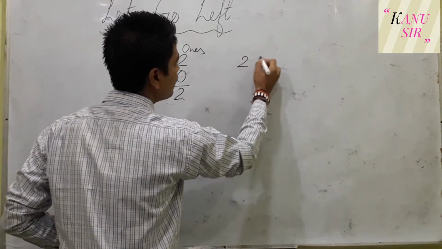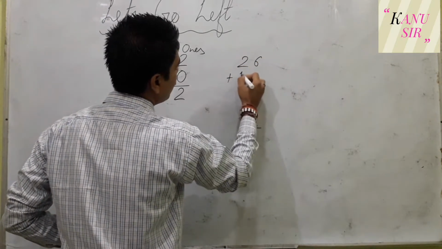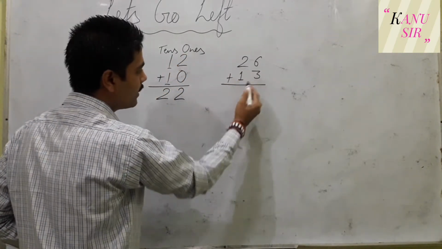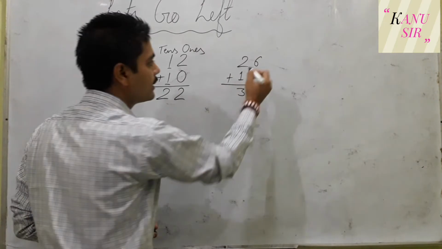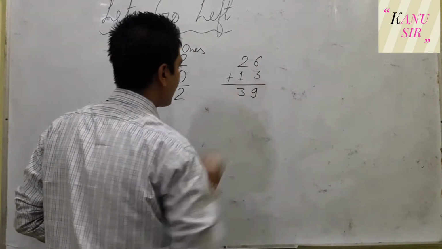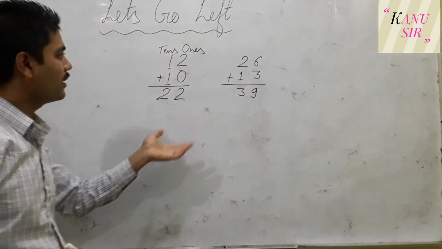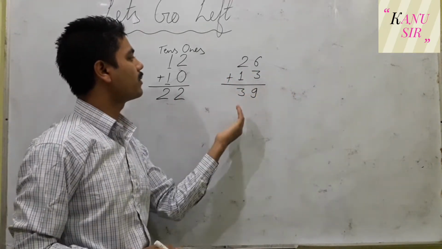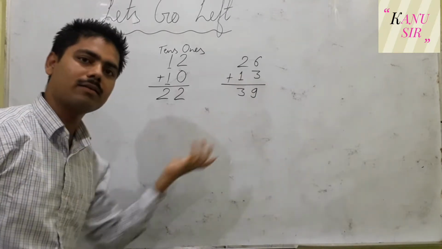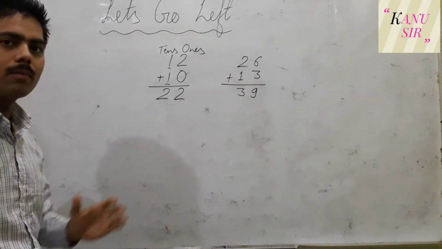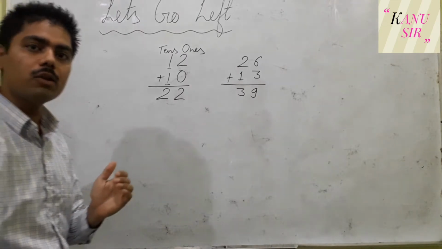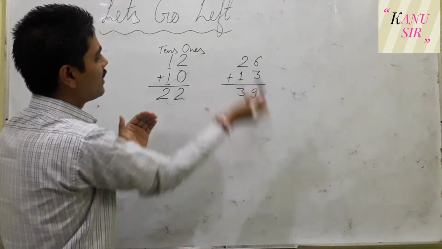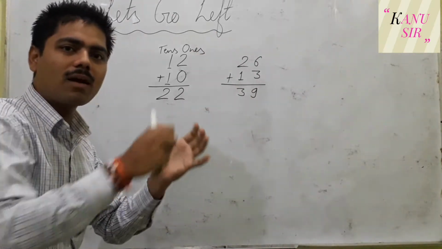Another number, 26 plus 13. Here 20 plus 10 is 30 and 6 plus 3 is 9. Very simple. You may say these numbers are very easy, either it can be done from the left or from the right, and the answer comes easily. But let us take numbers where you have a carryover and you feel difficulty putting the carryover to the next side and it becomes complex.